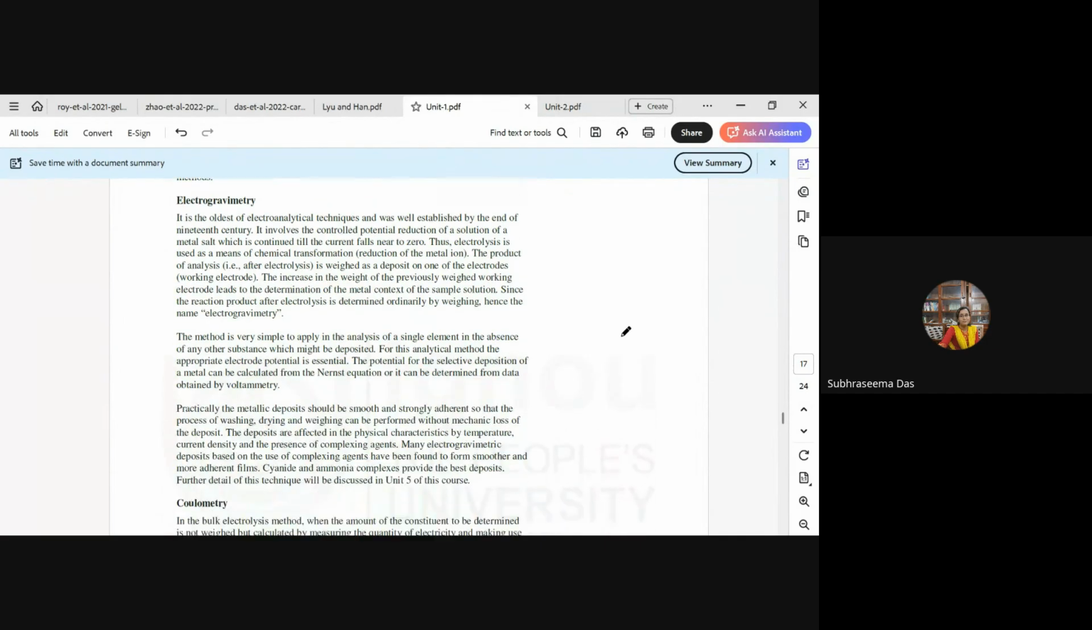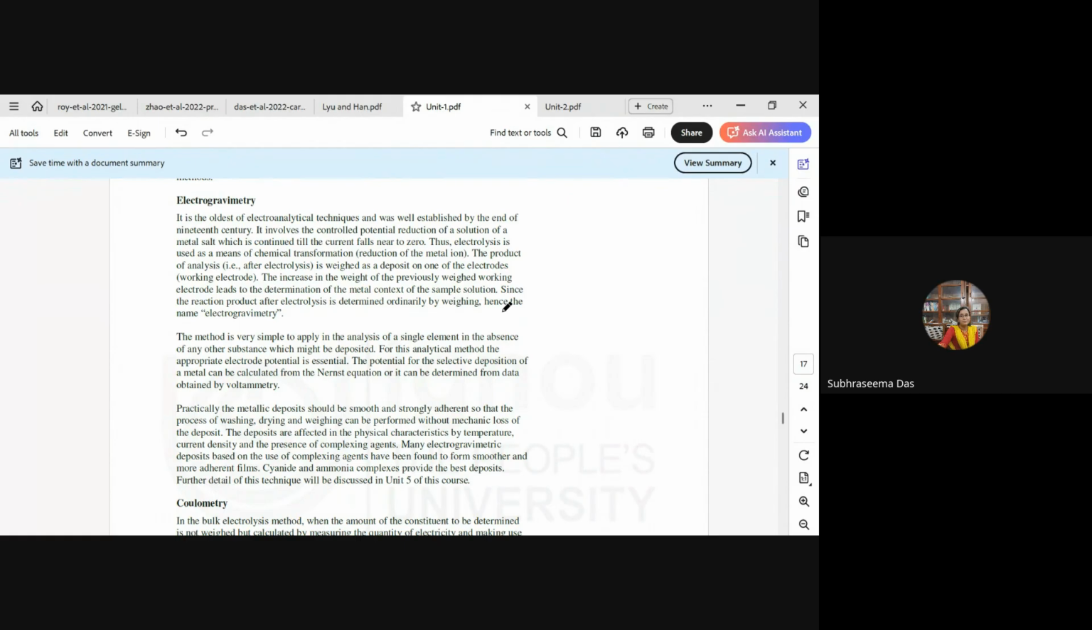So both of these are bulk electrolytic techniques. What happens in electrogravimetry? Whenever the word gravimetry is present, we should understand that it deals with the weight of the substance. Electrogravimetry is the oldest electroanalytical technique. It involves the controlled potential reduction of a solution of a metal salt, which is continued till the current falls near to zero. Thus, electrolysis is used as a means of chemical transformation.